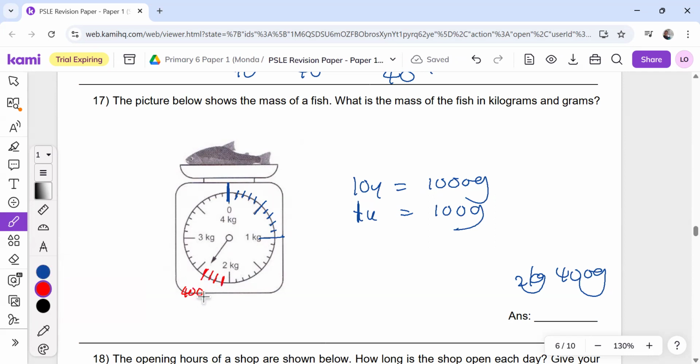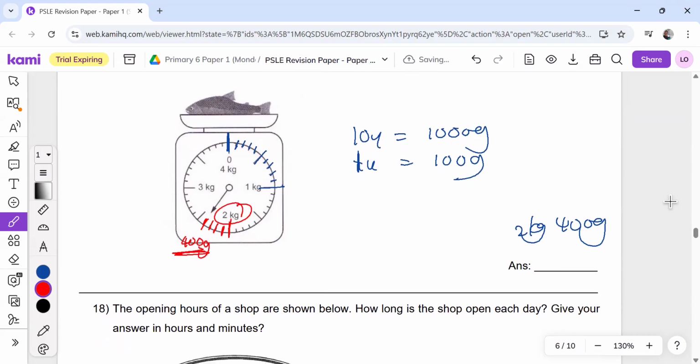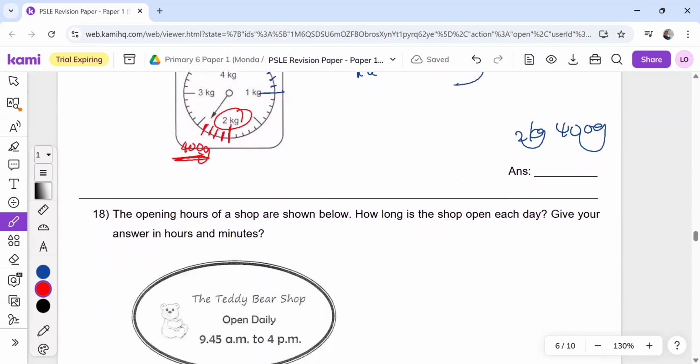So the needle has crossed 2 kg already. So 2 kg and 400 grams. Okay, 1 mark question, must do well. It's too simple to make a mistake.